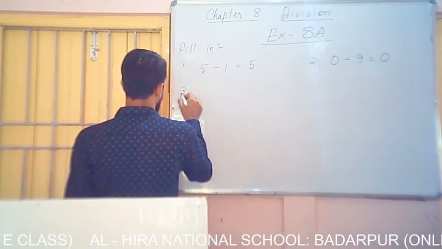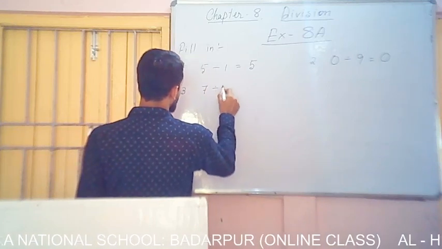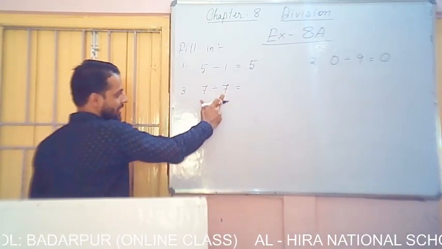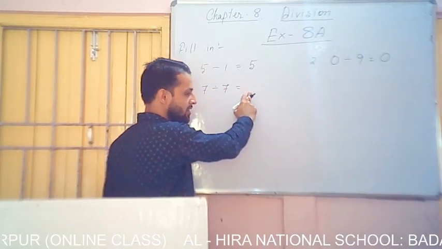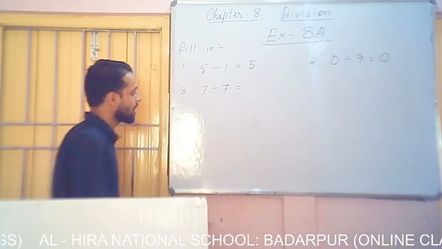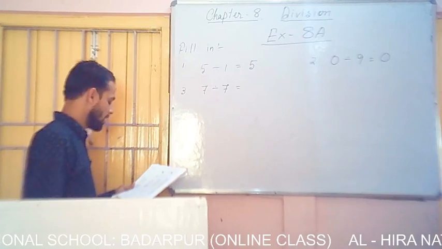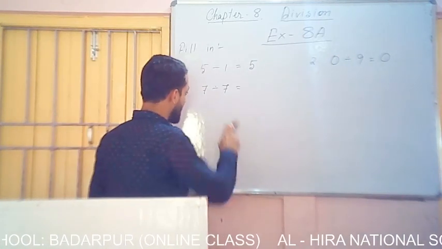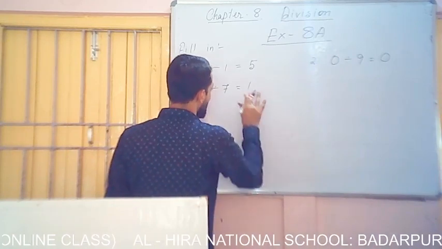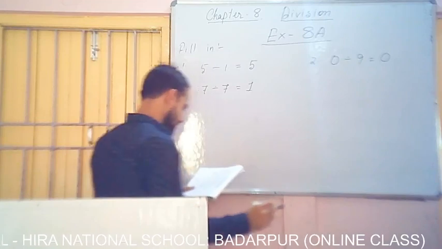Next question you see. Question number 3. 7 divided by 7. Here this is the dividend, this is the divisor, and whatever we will get after dividing these two numbers will be the quotient. Okay, so here both the dividend and the divisor are equal. So that is why if we divide 7 by 7, that means 7 ones are what? 7. We will get here 1.